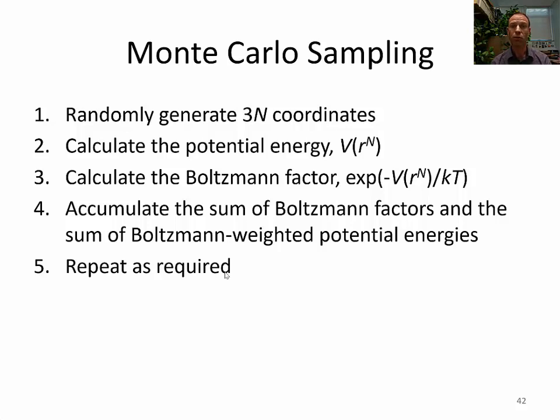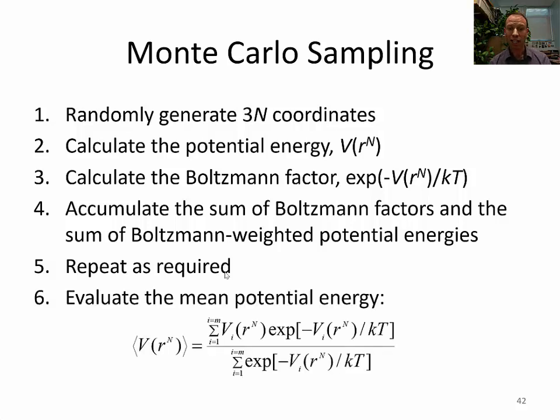your answer is converged. So this is a decision that you as the user need to make. When your answer is converged enough, you stop sampling. So you might do 10 million samples, you might do 100 million samples. It just depends on your computational power available and the accuracy to which you want to know the values.